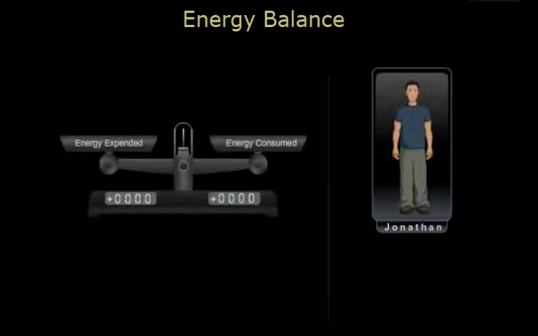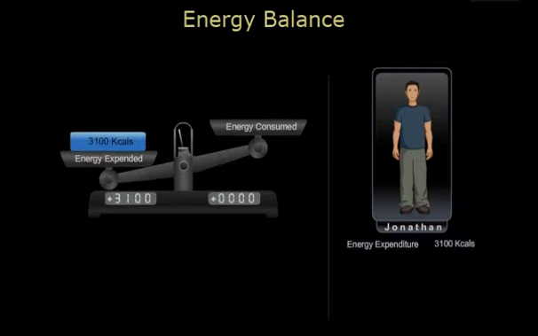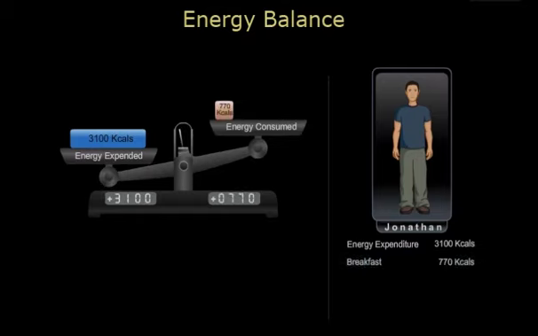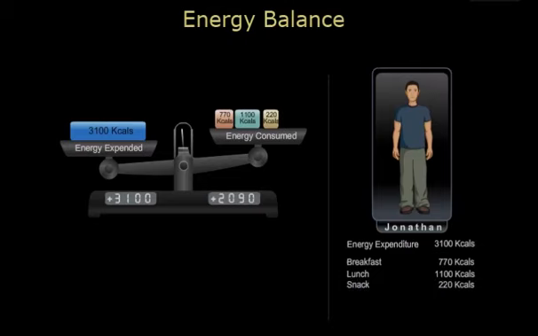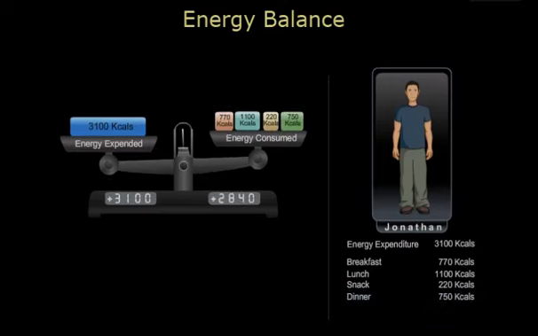Now let's look at the energy balance of Jonathan, a healthy 16-year-old with an active lifestyle. His body uses an estimated 3,100 kilocalories of energy per day. At breakfast, he consumes 770 kilocalories of food and beverages. At lunch, he consumes 1,100 kilocalories. For an afternoon snack, he consumes 220 kilocalories. At dinner time, Jonathan consumes 750 kilocalories. His total consumption for the day is 2,840 kilocalories.